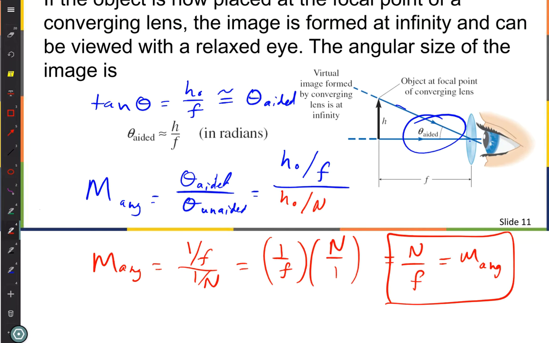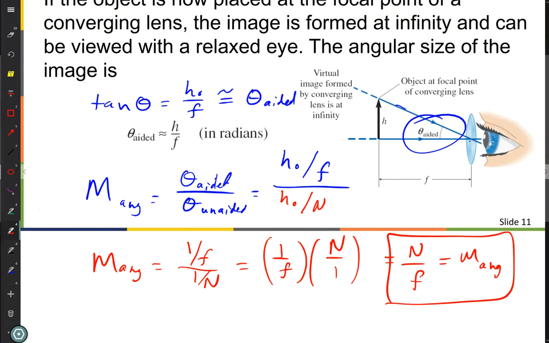If your near point is 9 inches, you're going to actually have a smaller magnification with this device because you were able to see a bigger angle to start with. If it's 25 inches, you'll have bigger magnification, but you'll actually be, in the end, the same size as somebody that has a different near point. So that's how we get the magnification of a single lens magnifier.